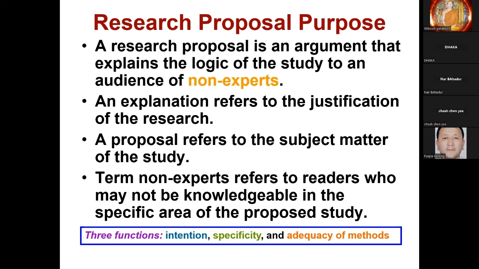Whenever you are going to make a research plan, it means that there are three activities or functions which are supposed to be involved with a research scholar. That is the intention, specificity, and adequacy of the methods. A research scholar must be determined to complete his research proposal or research thesis also.